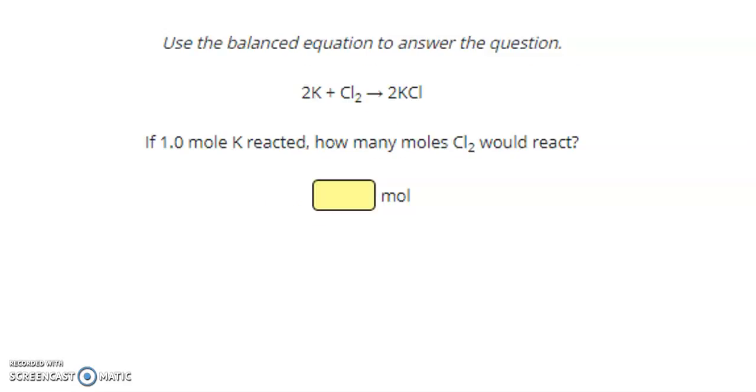So if we apply that to this equation, 2K plus Cl2 yields 2KCl. We know that two of these and one of these makes two of these. But what if we don't have 2 whole moles of potassium? What if we only have 1 mole of potassium? Well, if 1 mole of potassium reacts, that's half of 2. So you would make half of this guy and half of this guy. So half of 2, that would be 1 mole of this.